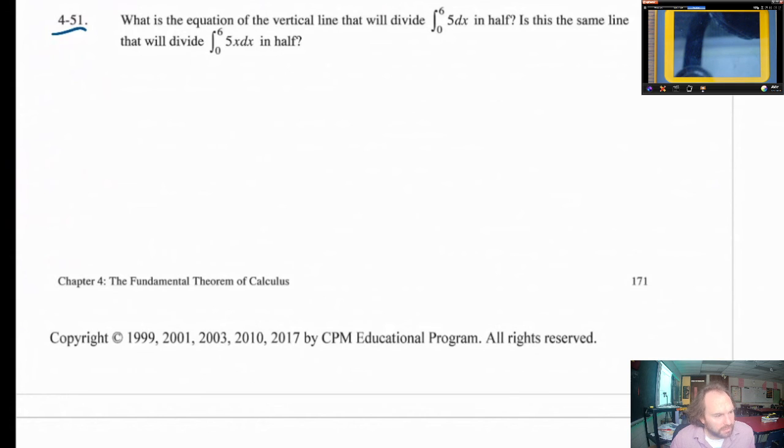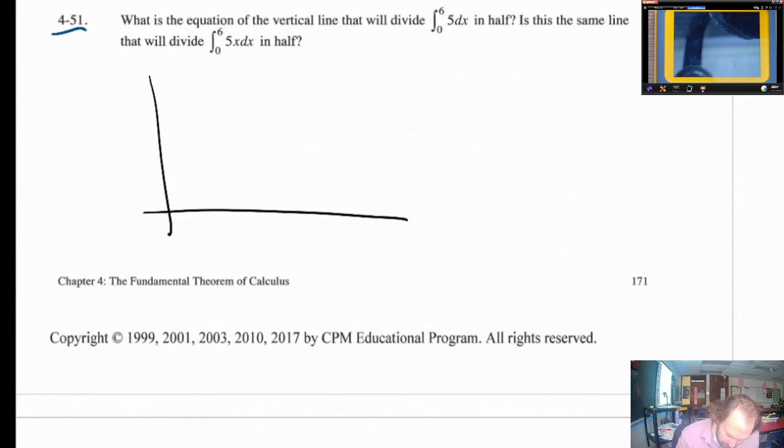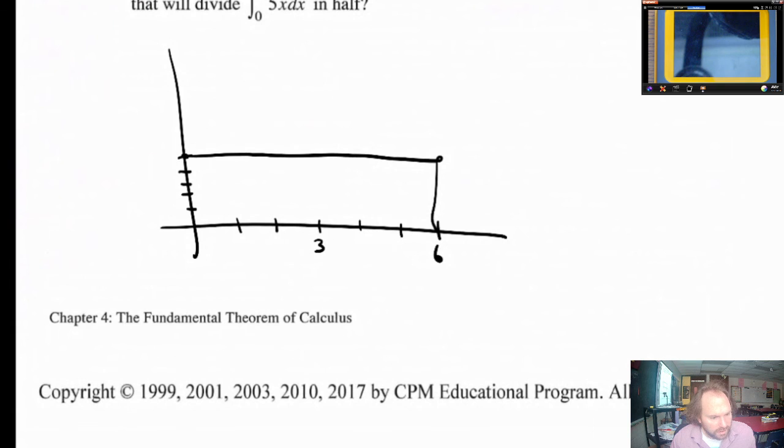Okay, so let's think about this for a minute. We're talking about the integral from 0 to 6, so let's put 6 over here. Maybe you can split it up, that would be 3, 1, 2, 4, 5. Doesn't matter that much. Here's your graph. It's just the graph of the straight line 5. So this integral from 0 to 6 of 5 dx is just going to be the area of this rectangle right there. As far as the vertical line that splits it in half, that would just be that line right there, x equals 3. So as far as the first part of the answer goes, we've pretty much solved it.